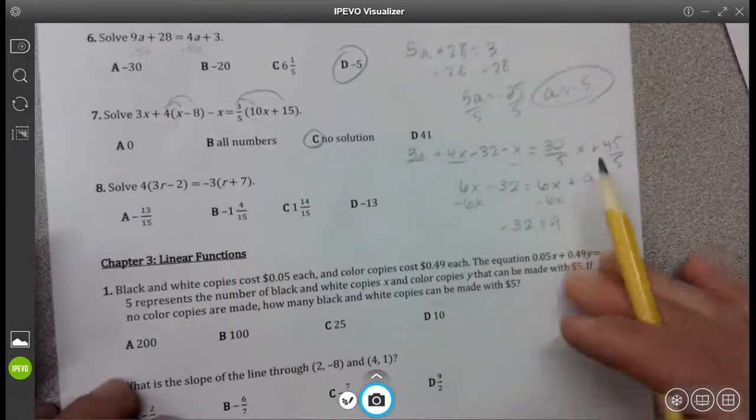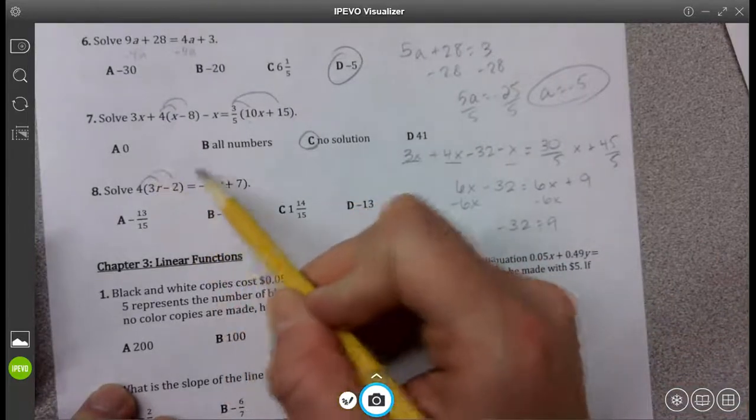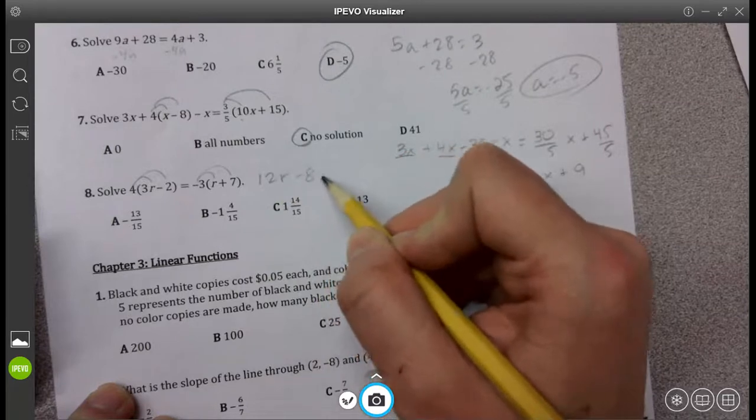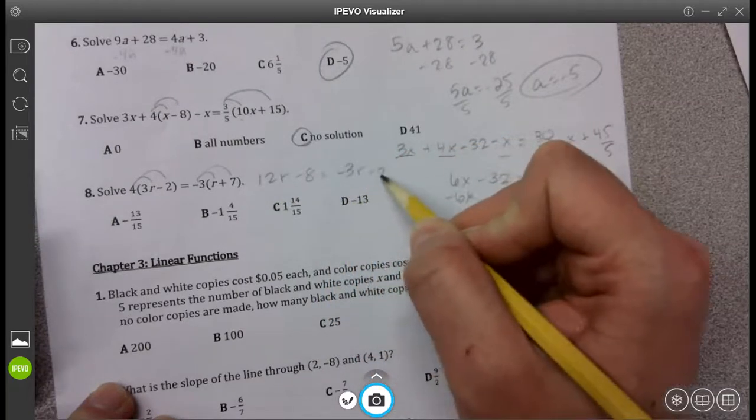Okay. Number 8, same thing. We have to simplify before we solve using the distributive property. You're going to get 12r minus 8 equals negative 3r minus 21.